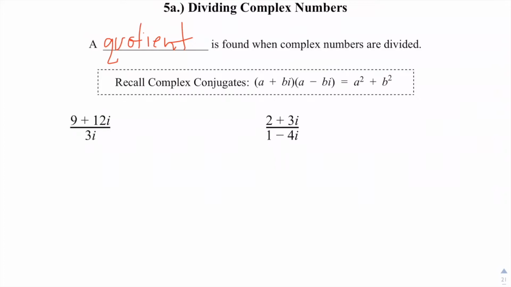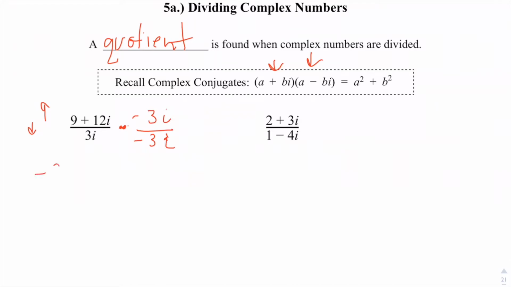Now I want you to recall that complex conjugates are of the form a plus bi times a minus bi. So when we're dividing complex numbers, the first thing we want to do is multiply both the numerator, which is the top, and the denominator, which is the bottom, by the complex conjugate of the denominator. So in this case, we're going to multiply both the top and the bottom by negative 3i over negative 3i, which is the equivalent of just multiplying something by 1.